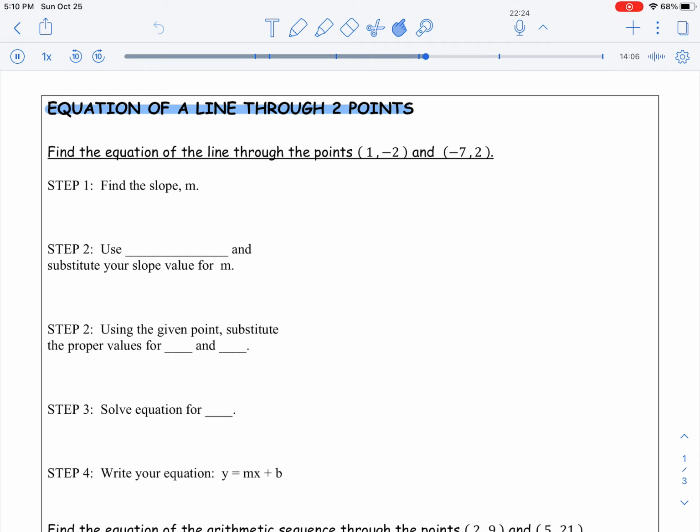So here's our problem. Find the equation of the line through the points (1, -2) and (-7, 2). First step, we need to find the slope. So I'm going to take my x's and my y's, my (1, -2) and my (-7, 2). And I'm going to subtract my 2 y's and subtract my 2 x's.